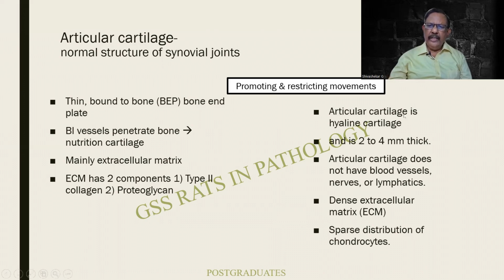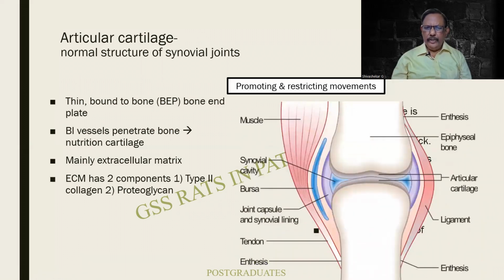The articular cartilage is a hyaline cartilage. It is about 2 to 4 millimeters thick or thin. And it does not have blood vessels, nerves, or lymphatics. All these are being derived from the subchondral region. It has got a dense extracellular matrix. And there will be a sparse distribution of the chondrocytes. This will appear a little difficult to comprehend, but we shall superimpose it on the pictures.